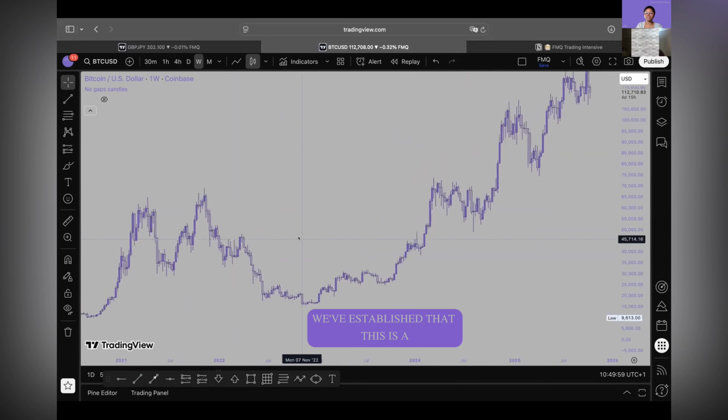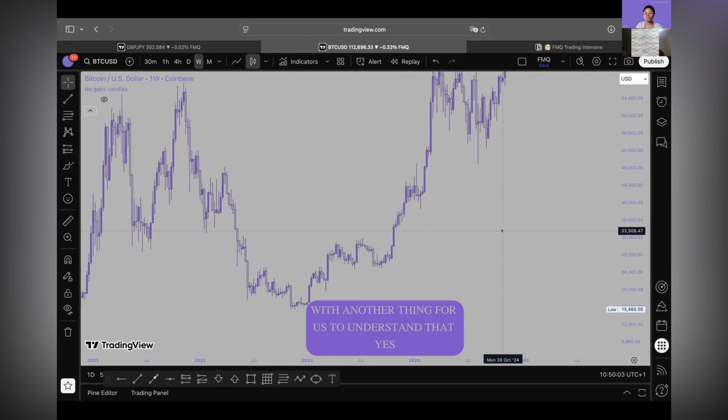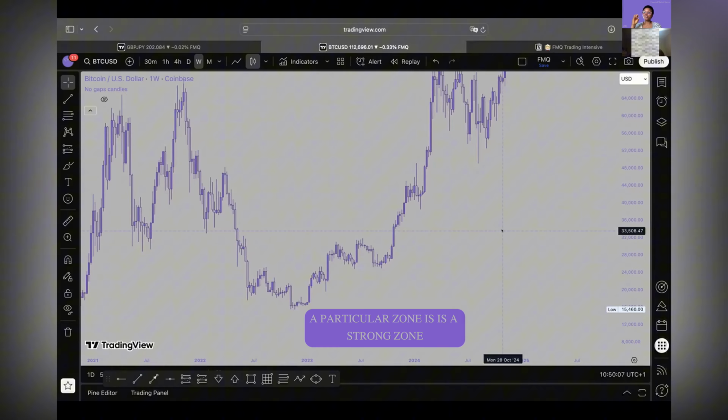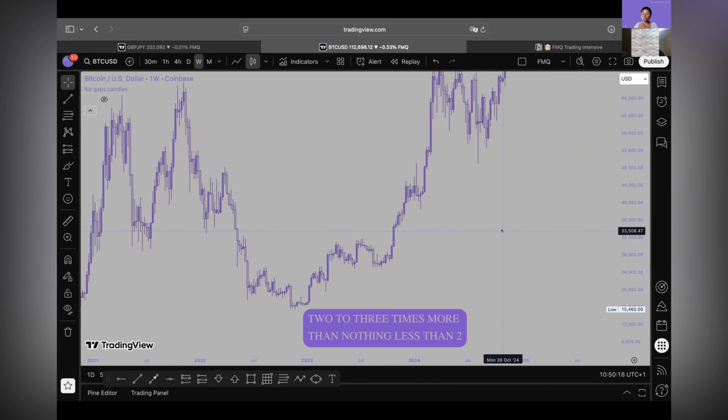We've established that this is an uptrend. That means another thing for us to understand that yes, a particular zone is a strong zone. The market will always come there to react. The market will react, make touches of it. The market will come to that area 2 to 3 times, nothing less than 2 or nothing less than 3.